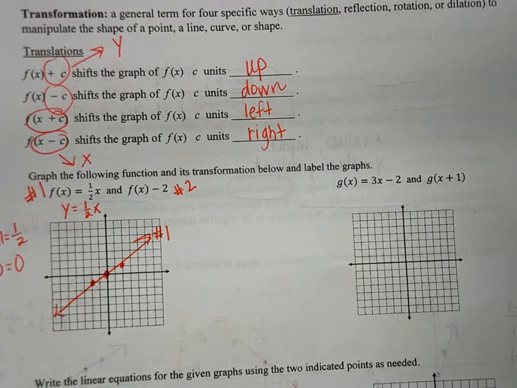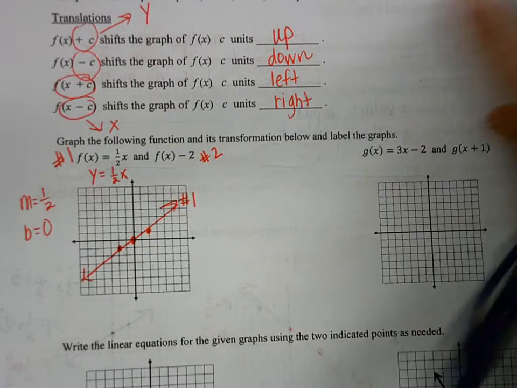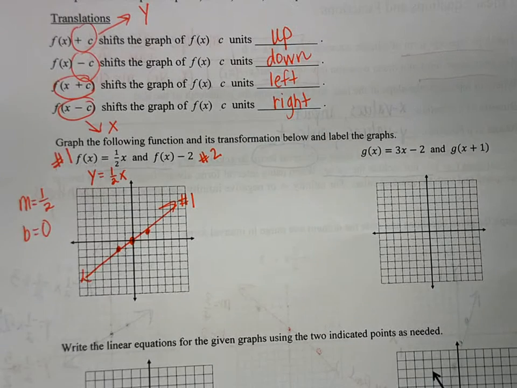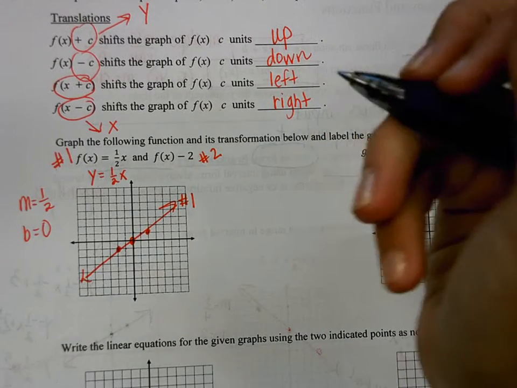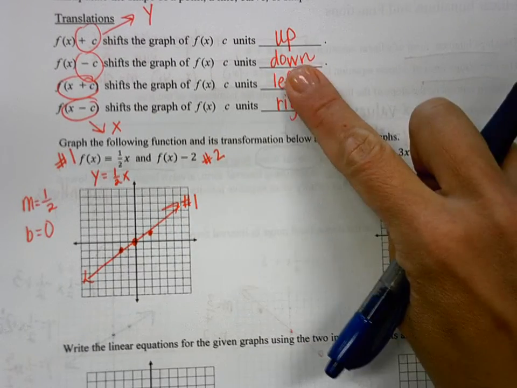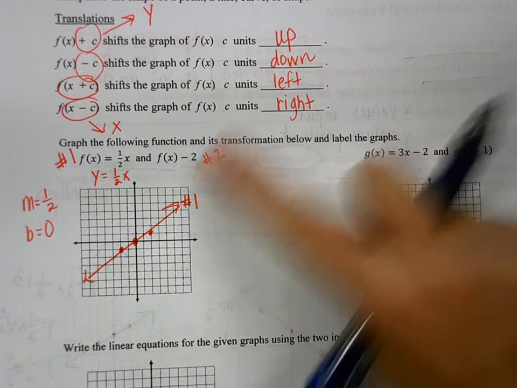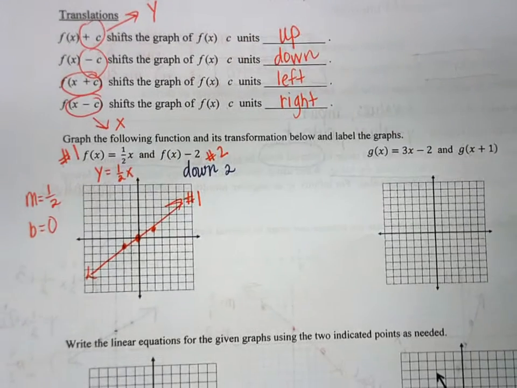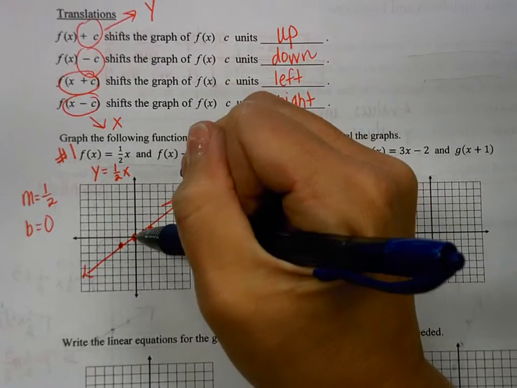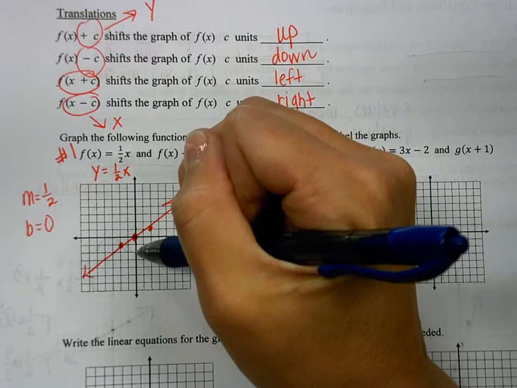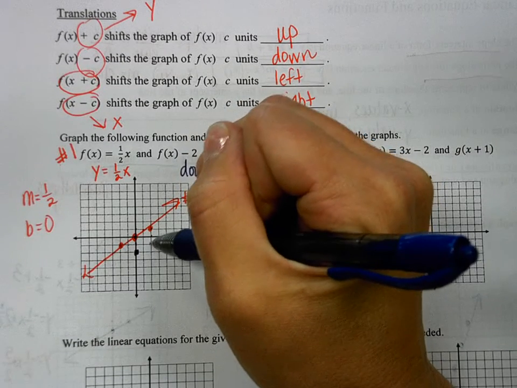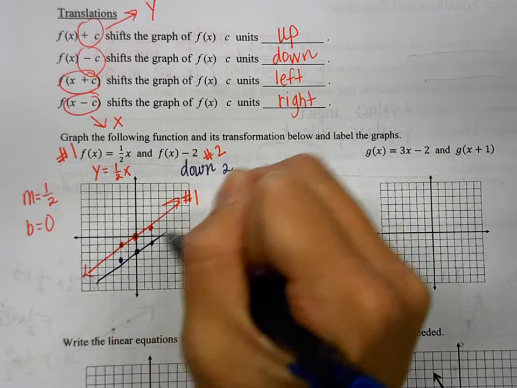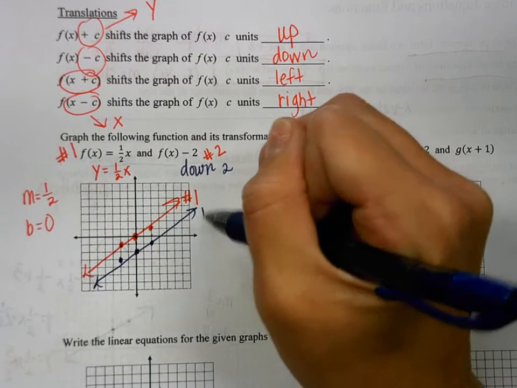Now, what am I going to do on this shifting? So when we have f of x minus 2, how am I going to shift that? What am I going to do? Down how many? Down 2. So if you look at these points, for each point you're going to go down 2. 1, 2. And we're going to draw a line, and I'm going to label that as number 2.